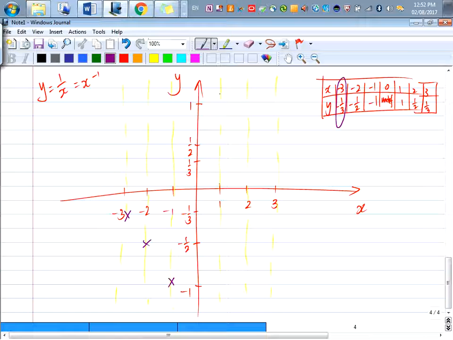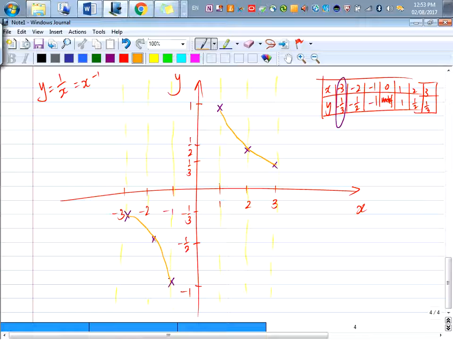When x equals 1, I will get 1. When x equals 2, I get half. And when it's 3, I get 1/3. Okay? Now, I can choose to join them up now, and I will get this. Sorry, this one didn't draw very well. Should be somewhere here. Okay, it's a smooth curve which I'm unable to draw right now.